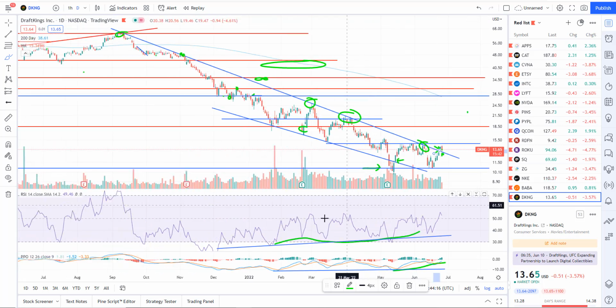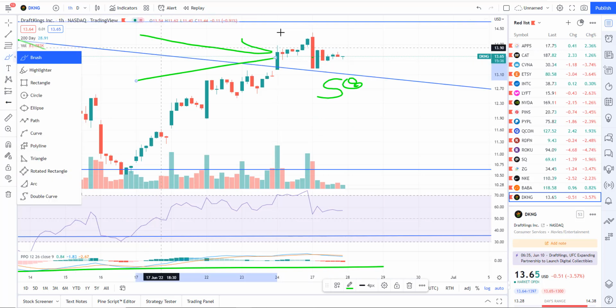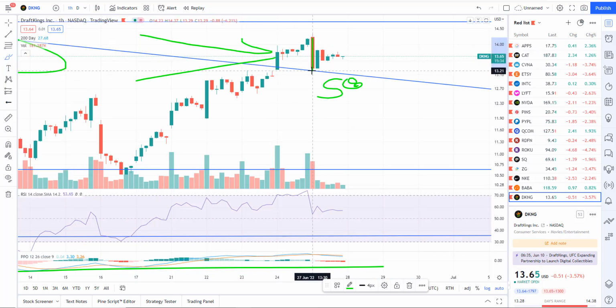That breakout came with bullish divergence on both momentum indicators. As I zoom in, you can see the price action today is just a back test of that trend line. So it came in, tested, and is holding support. The buyers are stepping in here. As long as we can hold this trend line, I think it looks good for more upside. A break back below the trend line is probably where I'd want to stop out.